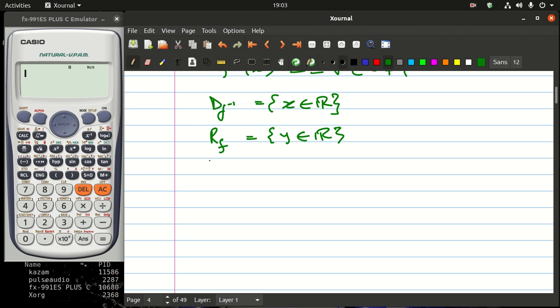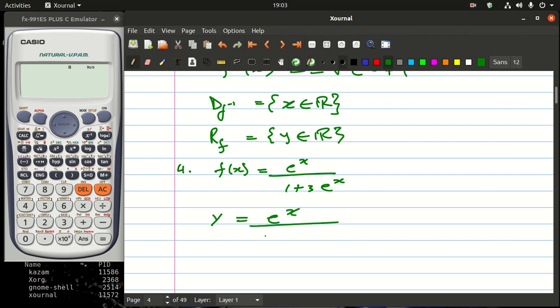Now let's talk about number 4. Number 4 is saying I have my f of x. f of x is equal to e to the power x divided by 1 plus 3 e to the power x. Now, of course, the first thing is going to be, I change this to y, I will end up having y equals e to the power x divided by 1 plus 3 e to the power x.